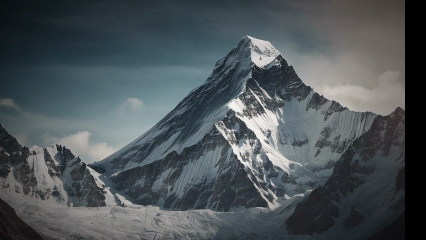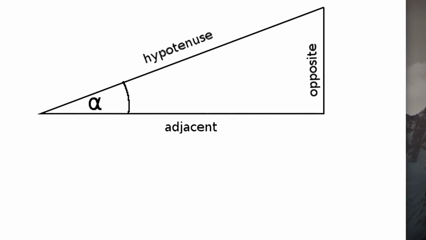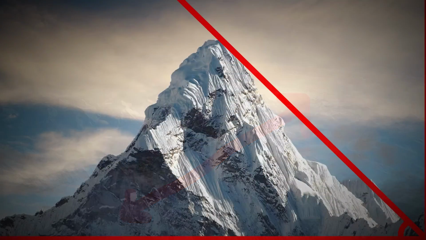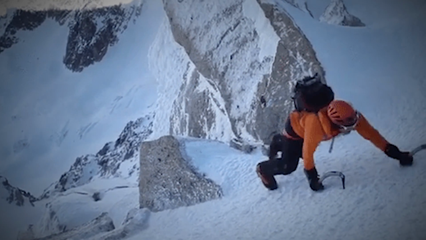For example, imagine you're tasked with measuring the height of a mountain. By using trigonometric functions like sine, cosine, and tangent, along with distance measurements and angle observations, you can calculate the mountain's height without having to physically climb it.